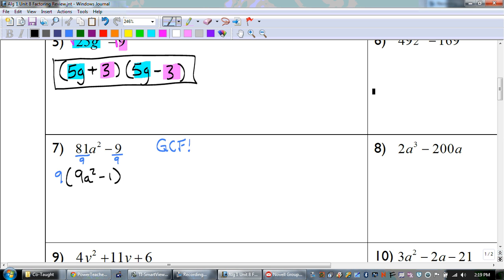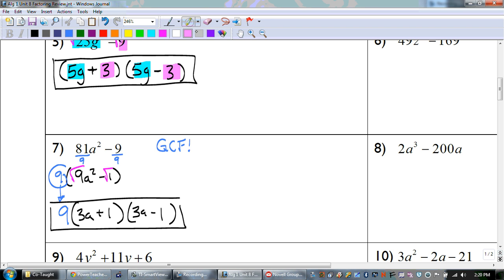Okay? And remember, check if we can do anything more. It's quadratic, it's a binomial, there's subtraction, and I can square root both of those. You can take the square root of 1. Okay, so don't forget your 9. The square root of 9a squared is 3a. One's positive, one's negative. The square root of 1 is 1. And there you go.